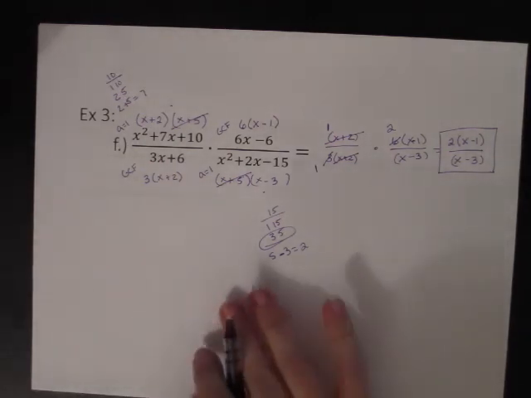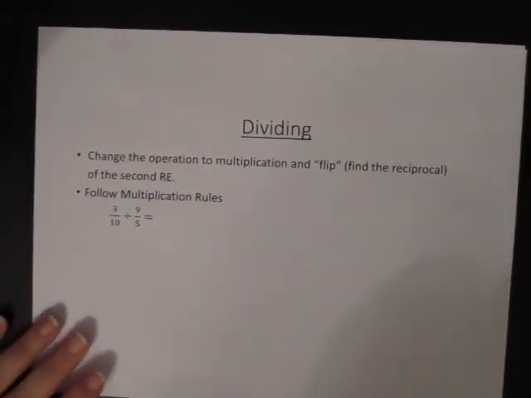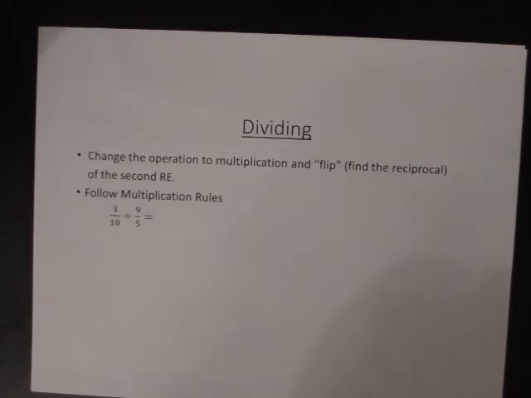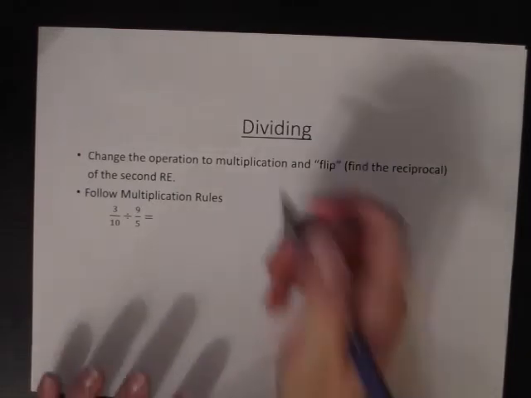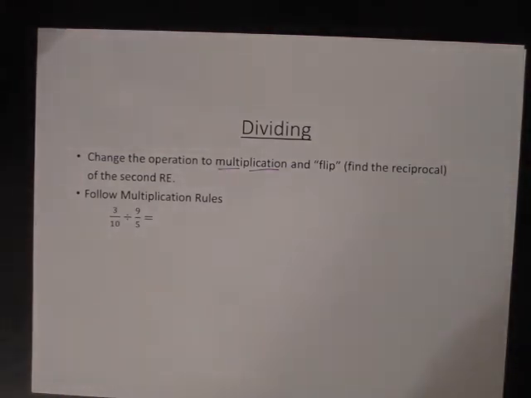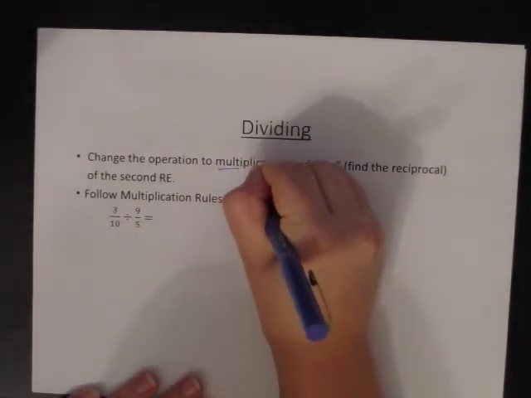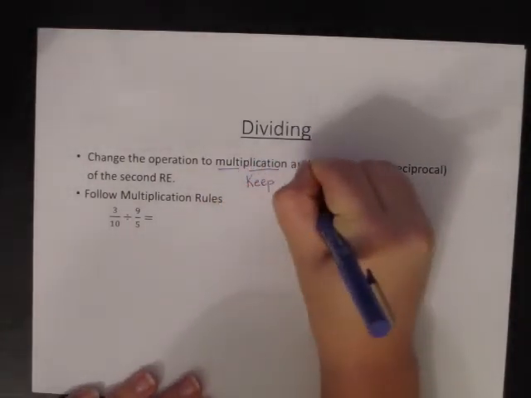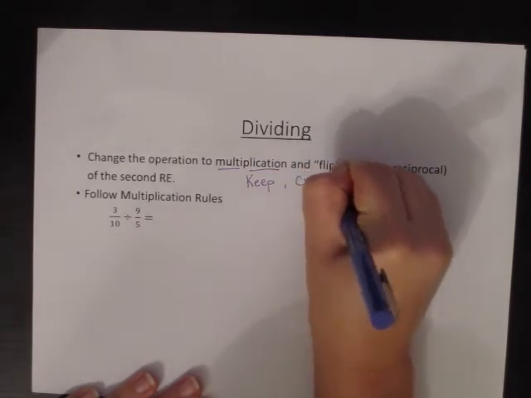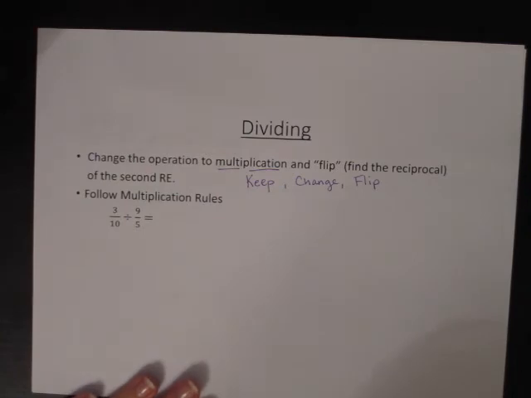So now what we're going to do in the last part of today is we are going to be dealing with dividing. So when you divide, you change the operation to multiplication and find the reciprocal of the second rational expression. Okay, so the thing that I want you to remember is keep, change, flip. Okay, so you want to keep, change, flip.